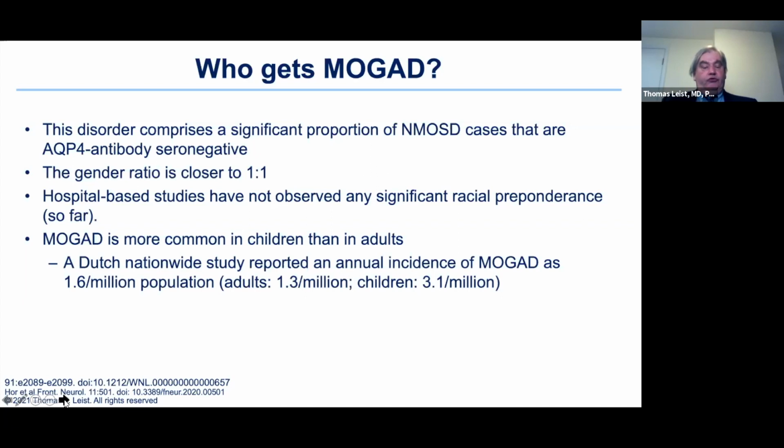It's also important to know that this is a condition that affects children more than adults. Look at the rate of the annual incidence. In a total population, for adults, it's about 1 in a million. For children, it's about 3 in a million per year. So it's a rare disease to see.